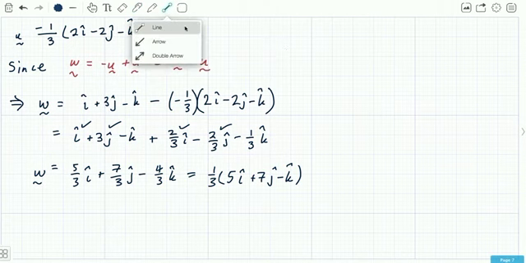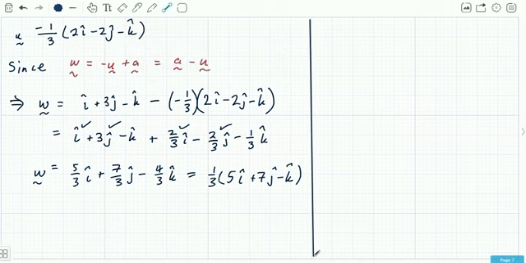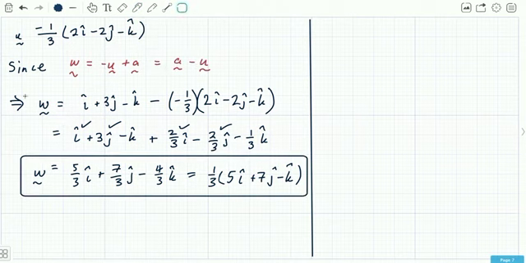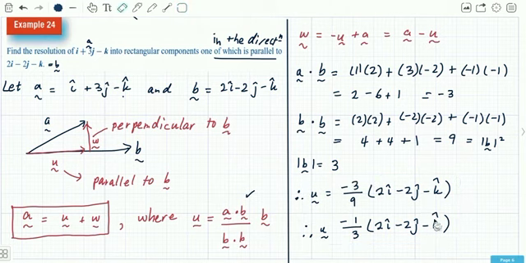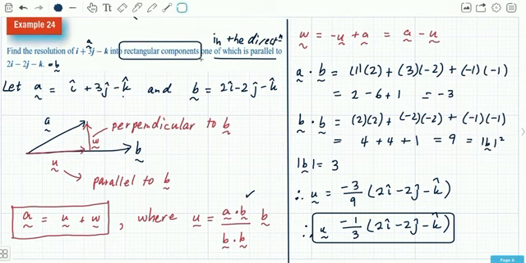Now to finish this off, you can see here that what we've got so far, we've now got w, which is awesome because that's the other thing that we wanted. Let's do a nice box around that. So we've got two things, u, which is here, and then w. Now the thing that we're asking, and look at the question again to see what we needed to find, the resolution of this vector A into its rectangular components, one of which is parallel to B. So that was this idea of finding A, which is u plus w.